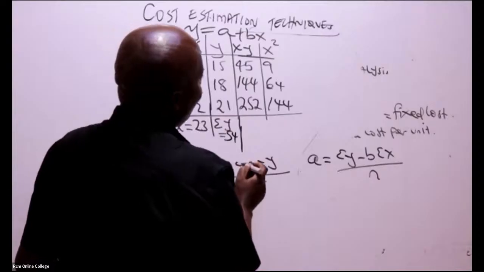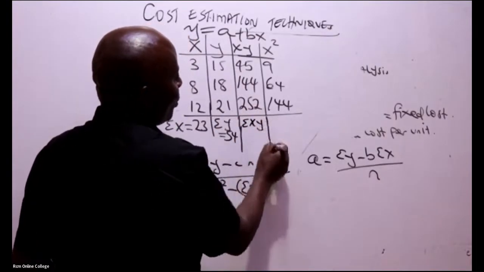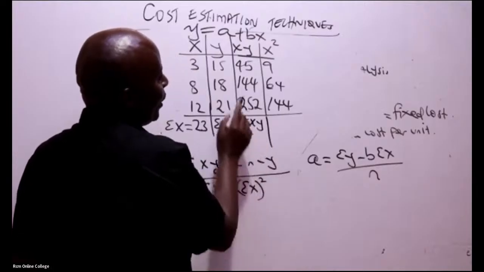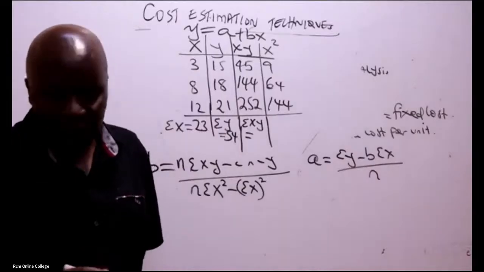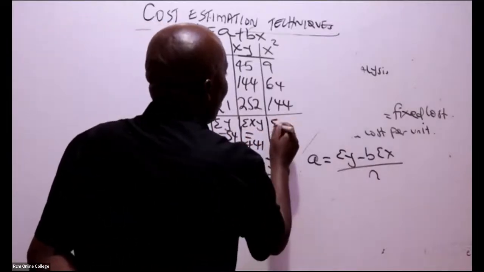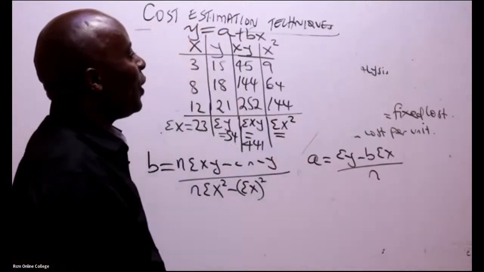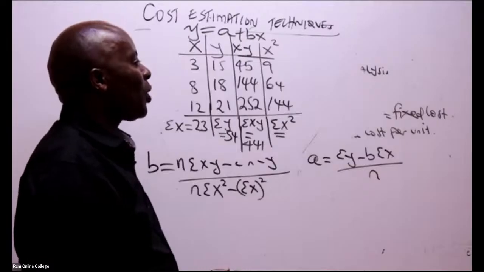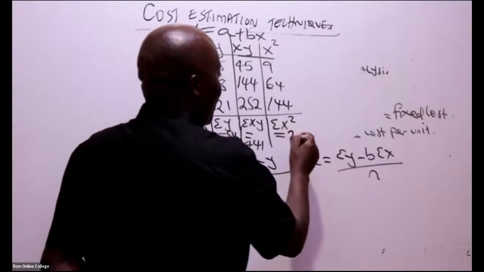From there, ladies and gentlemen, we have here summation of xy. Summation of xy equals, you're adding 45, 144, 252. What do we have there? 441. So here we have 441. And then lastly, we have summation of x squared. Summation of x squared, we have 9 plus 64 plus 144. So this gives us 217.